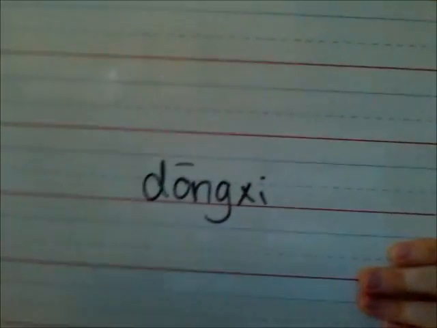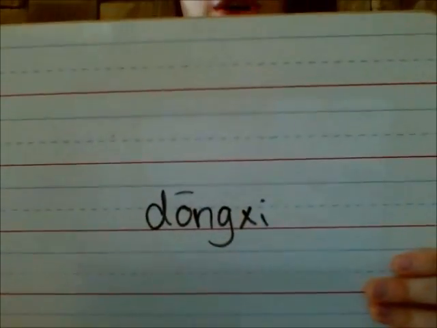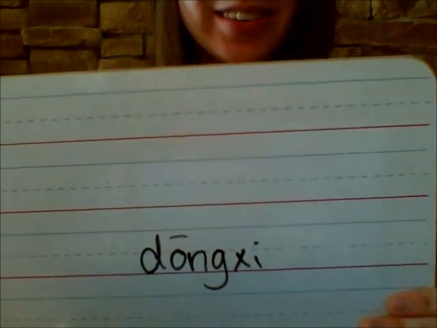And the last little word I'm going to teach you is 东西. Dongxi just means like things, just various things. Dongxi. Okay.